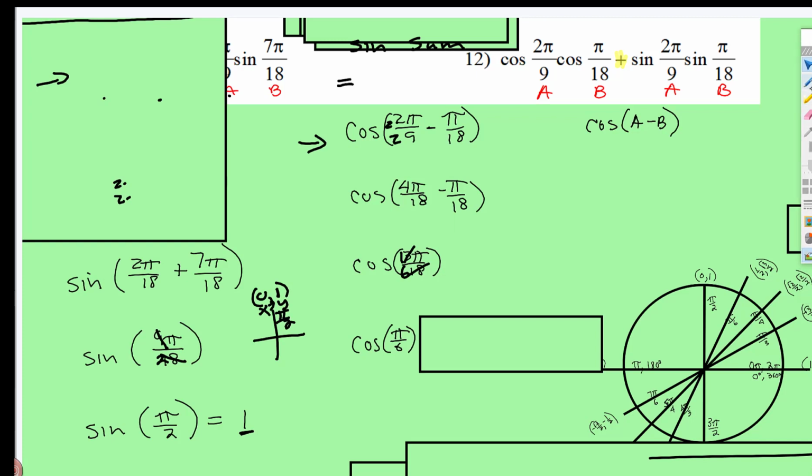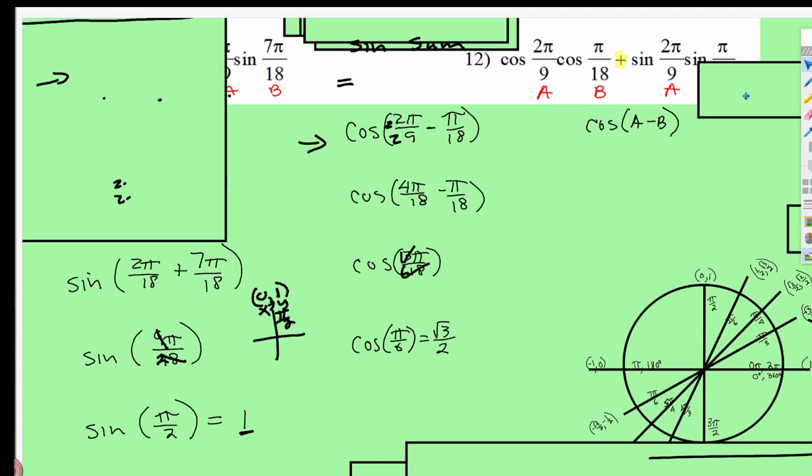And then they need to have the same denominator, so multiply the numerator and denominator by 2. We have 4 pi 18ths, subtract pi 18ths, which is 4 subtract 1, which is 3. Well, 3 goes into 3 once, 3 goes into 18 6 times. So now we have cosine of pi over 6. And if you look right here on the unit circle, what is the cosine value at pi over 6? It is positive root 3 over 2.